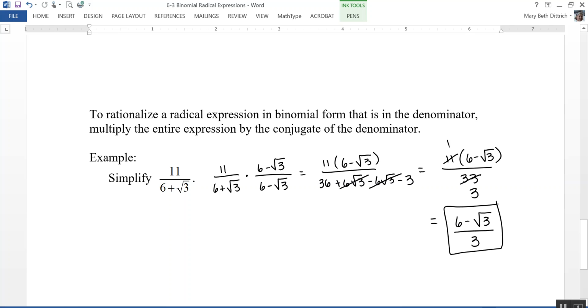So in this section, we took a look at how to deal with binomial radical expressions, how to add and subtract expressions, and then how to multiply two expressions, and how to rationalize a radical expression that has a plus or a minus in the denominator, and how we multiply by the conjugate to get rid of that.